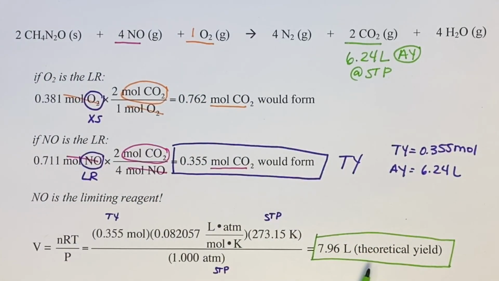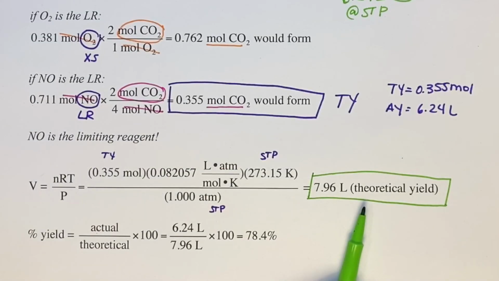So this represents my theoretical yield, of which up here I calculated the moles. This is my theoretical yield in units of liters when measured at STP. So now I know my actual yield and my theoretical yield under the same conditions. So now I can calculate my percent yield.